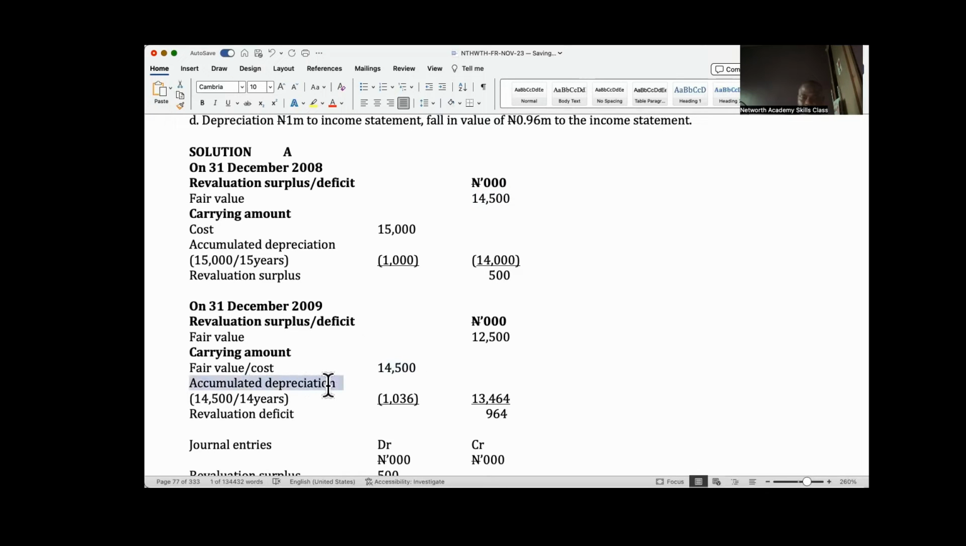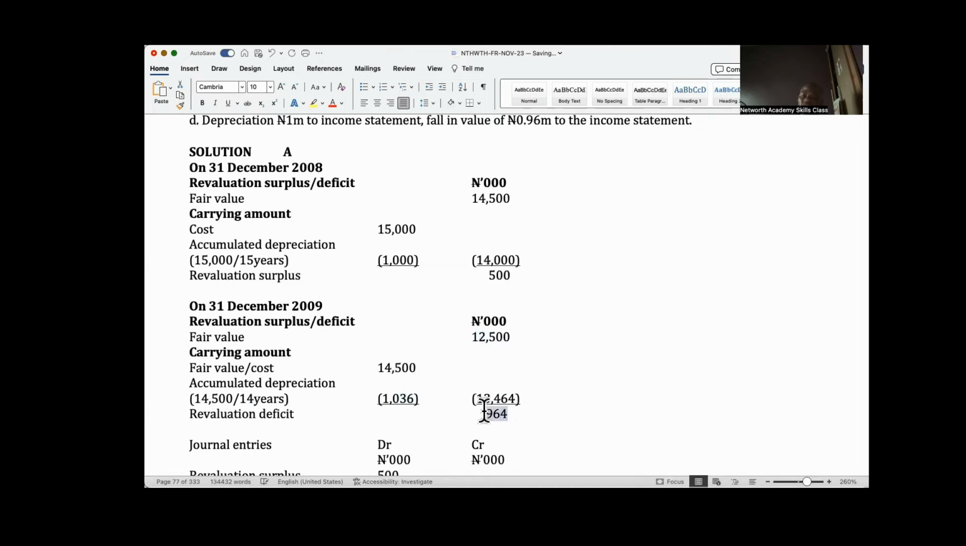Then I deduct my accumulated depreciation, which is that fair value divided by the remaining useful life, which is 14 years. Remember, the initial life was 15 years. After 1 year, the remaining life becomes 14 years. If you punch your calculator, it gives you 1,036. If you remove that from this 14.5, my carrying amount will be 13,464, which is higher than my fair value.